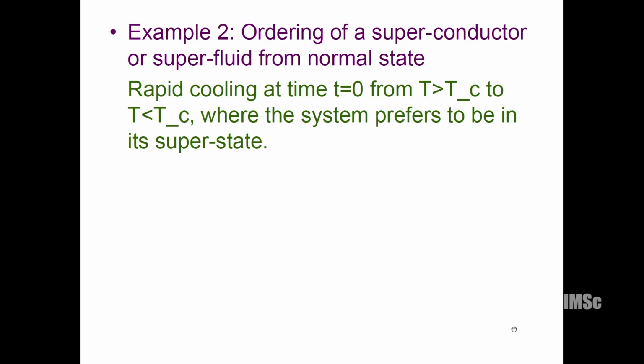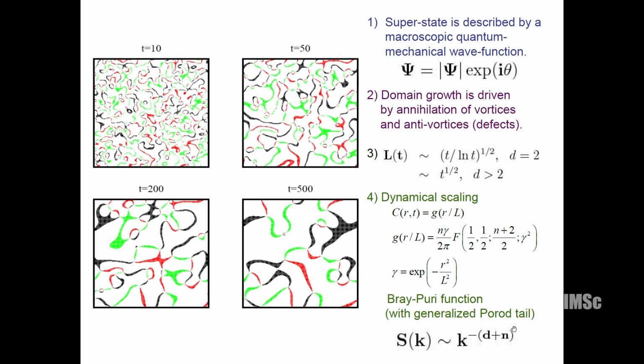If you start off at T greater than Tc in a normal phase, rapidly cool the system down to T below Tc, how does the system evolve into its superstate? So, this can be superconductor, it can be a superfluid, and so on and so forth. Okay. So, here is a picture of that evolution, and I particularly wanted to show you this picture because this I have not explained so far very much.